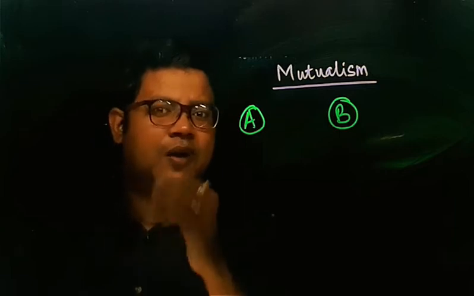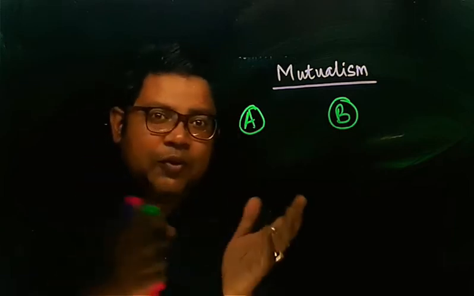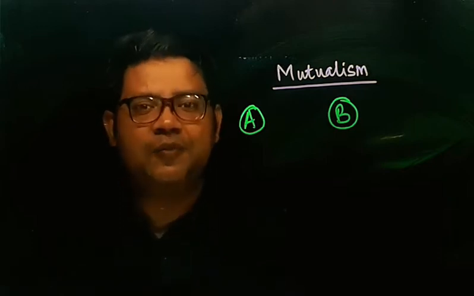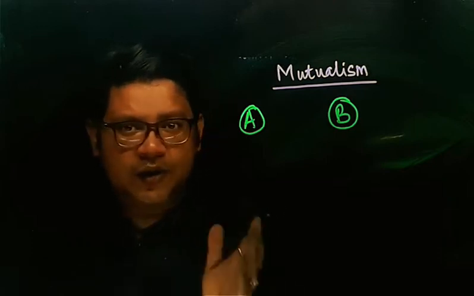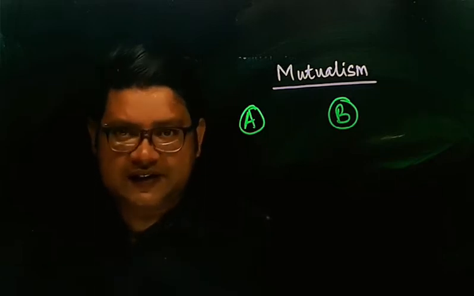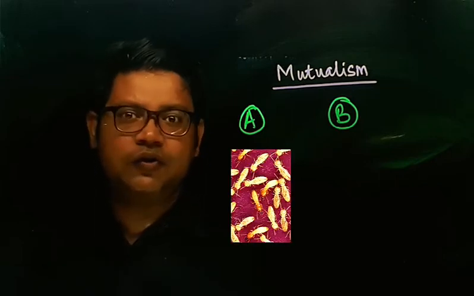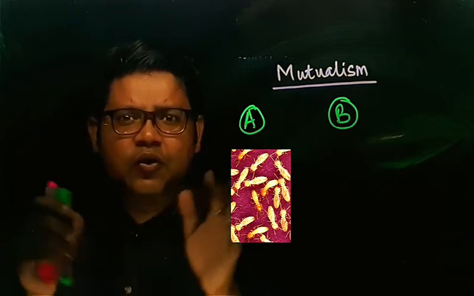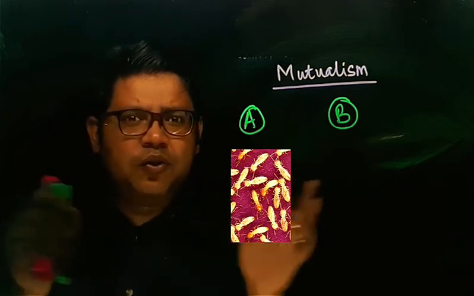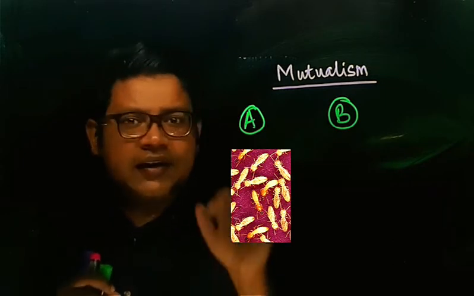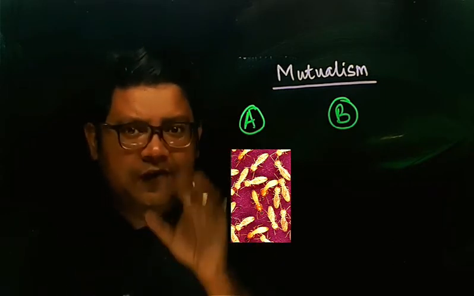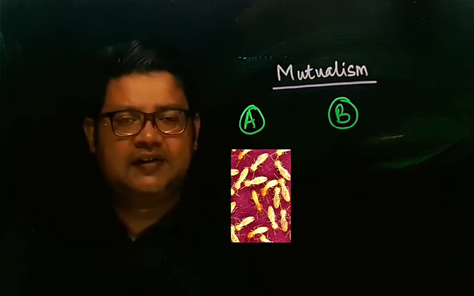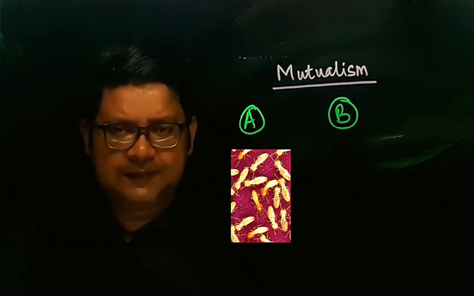Now let me give one more example of mutualism where both the species are getting benefited. This is a very nice example. Look at this. These are termites. Termites are organisms you will find in old wooden furniture. Termites feed on wood. They bite, they chew up the wood and they feed on the wood particles. You have seen these termites.